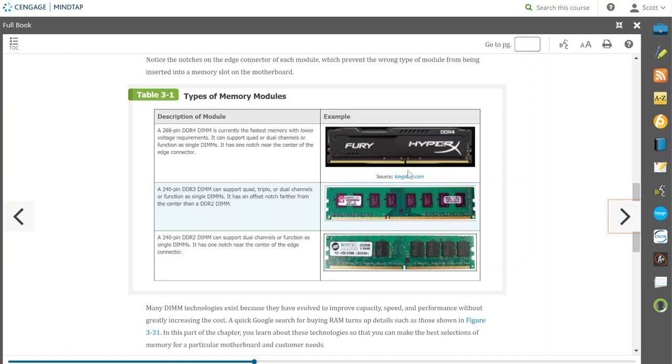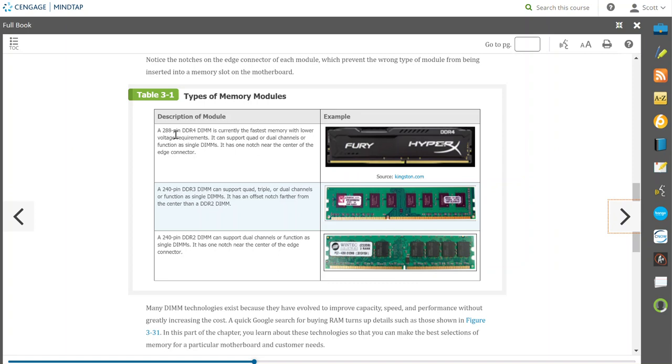Notice in each one where their little gap is. So you see a row of connections, space, row of connections, row of connections, space, row of connections. Same thing here, row of connections, space, row of connections. These look similar, the top one, DDR4 and DDR2, but they are not.